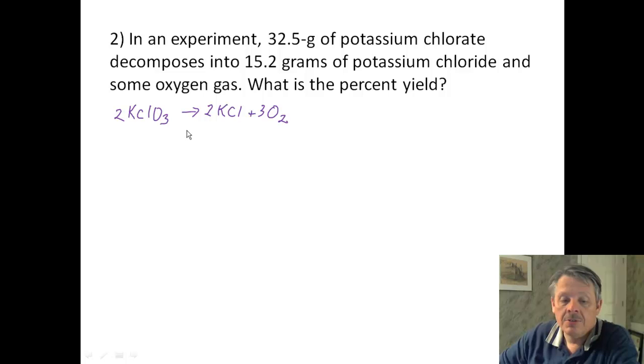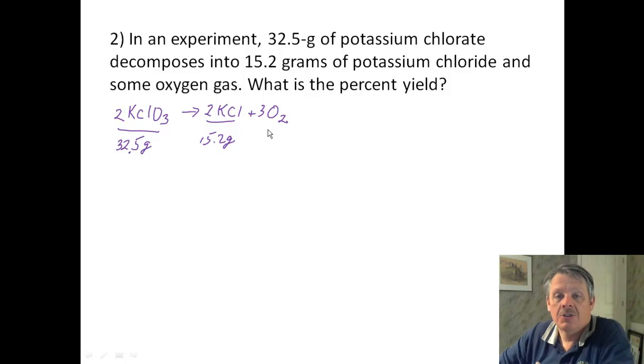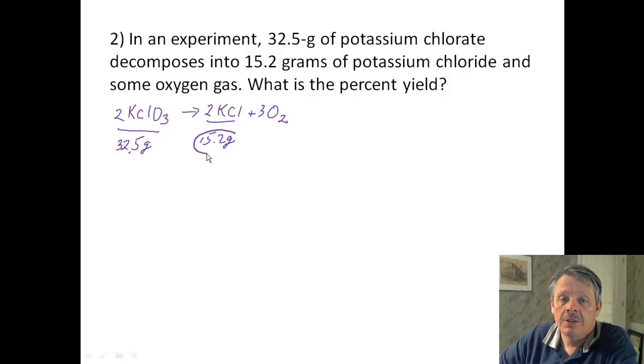And all we have to do is we have 32.5 grams of potassium chlorate. And it decomposes into 15.2 grams of potassium chloride and some oxygen gas. So we're not looking at our oxygen gas. We're simply looking at our potassium chloride. Now, we really have to figure out what we should have gotten. This is what we actually got in the lab when we did the reaction. So we have to figure out what we should have gotten.